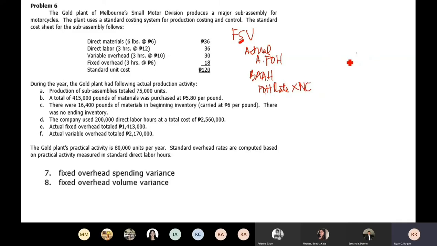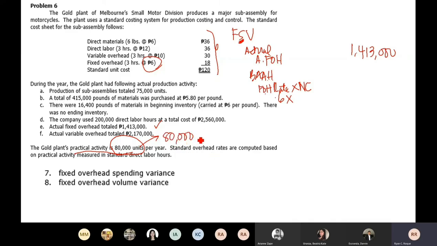Remember pag budget at fixed ang pinag-uusapan, normal capacity ang minumultiply natin. Actual FOH ay, hanapin sa exam, eto, 1,413,000. Ano ang FOH rate? Dito uli yan sa data ng standard. FOH rate, ayun, 6. Okay? Anong normal capacity natin? Sa exam, binasa natin, sabi rito, the plant's practical activity is 80,000 per unit. So that's another way of saying the normal capacity.